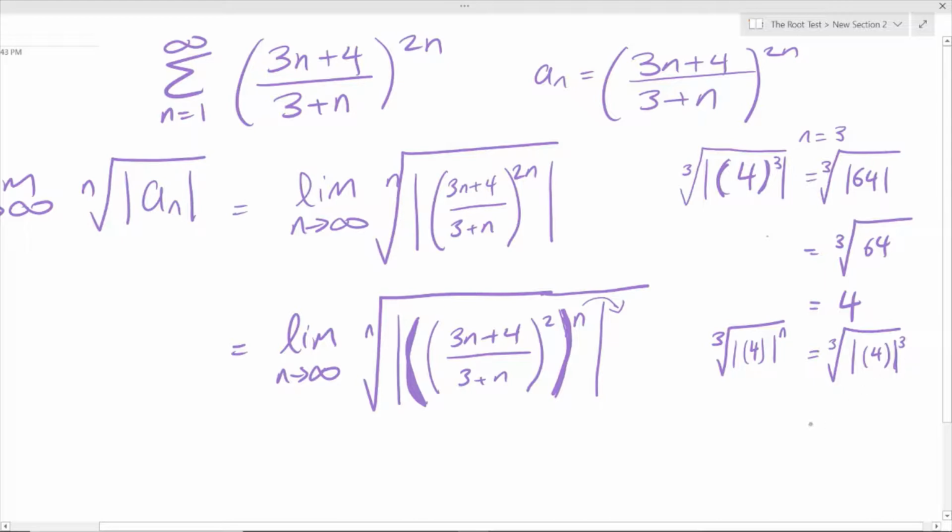So here in this case, the absolute value of 4 is going to be 4. So we're going to get 4, and it's going to be to the exponent of 3. And hey, is this going to cancel out again? It's going to be 4, because the cube root and this exponent of 3 cancel out.